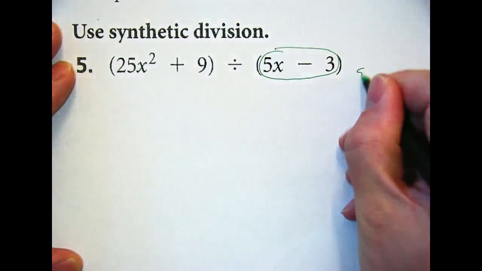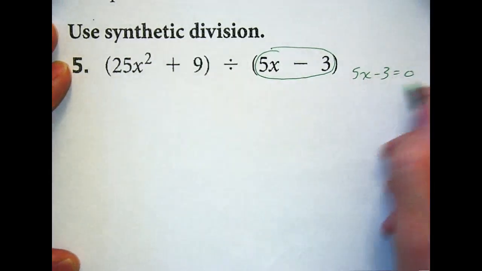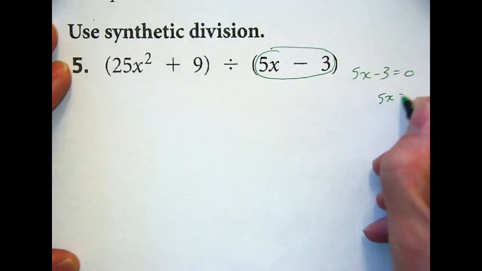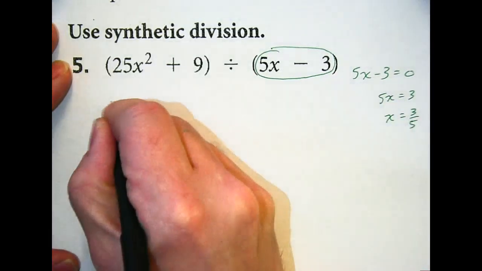3/5. Everyone gets that, right? 5x minus 3 equals 0. So to solve that, we add 3. You get 5x equals 3, and then divide by 5. X equals 3/5. So that is the piece that goes right here.